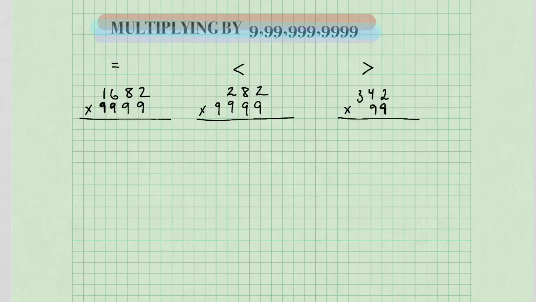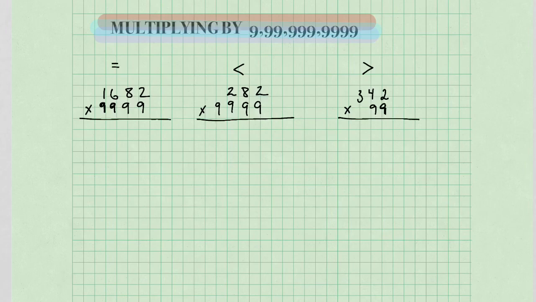The second scenario is when the multiplicand is less than the multiplier. So here we have three digits that's less than the four digits here. And the third scenario is when the multiplicand is greater than the multiplier. So here we have three digits that's greater than the two digits being multiplied here.